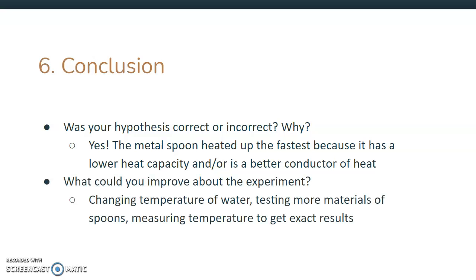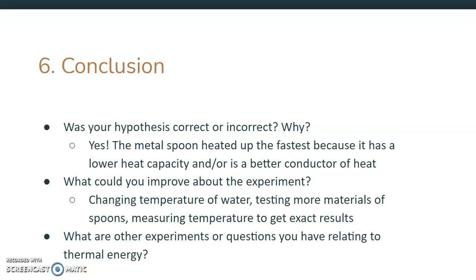How could we improve the experiment? I thought about maybe changing our water temperature and still making sure that our metal spoon would always gain the most energy or get hotter the fastest. We could also test different types of materials besides just plastic, metal, or wood. I think measuring the temperatures would be better so that we can get exact results. We can say the wooden spoon rose 10 degrees more than anything else. So I thought that would be a fun way to improve the experiment.